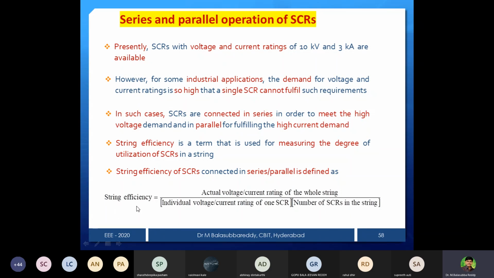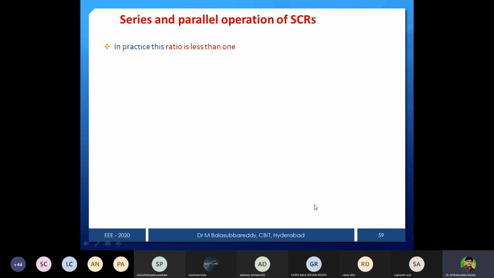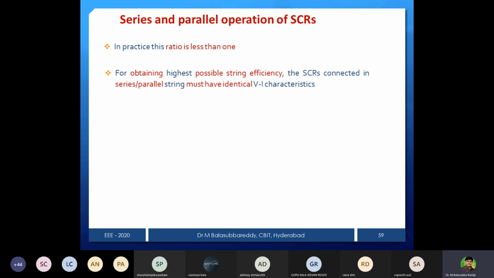Similarly for current, when the SCRs are in parallel, string efficiency is the actual current rating of the whole string divided by one SCR's current rating times the number of SCRs in parallel. So you can modify your formula according to string efficiency. In practice this ratio is less than 1 because the devices are not fully utilized. That is the reason the ratio will always be less than 1.